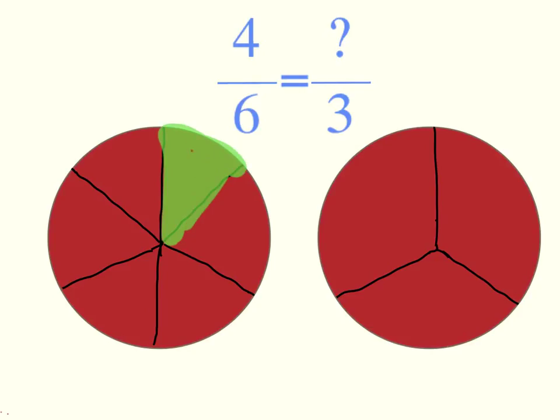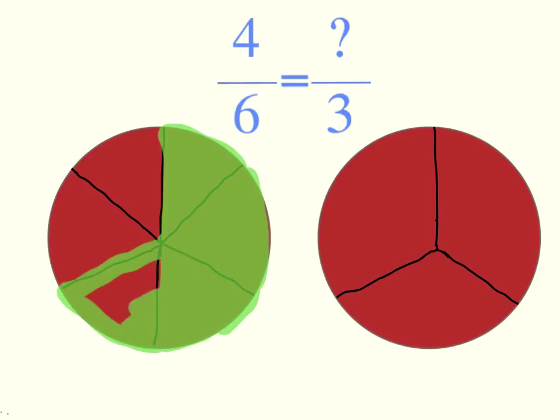There's 1, 2, 3, there we go, and 4. Now since we're trying to find an equivalent fraction for the 4/6, the best thing to do would be to try and figure out how many sections out of these 3 we should shade in to make it look like this picture over here.